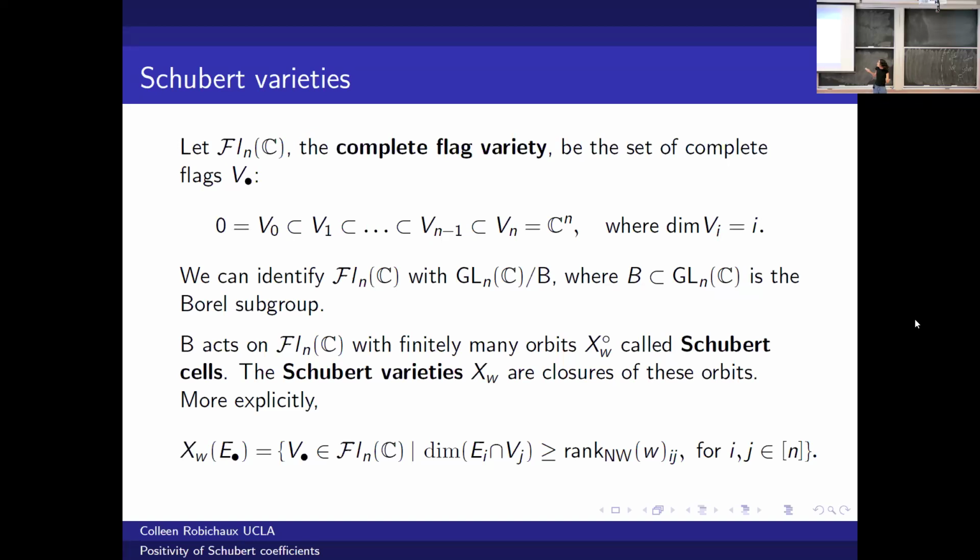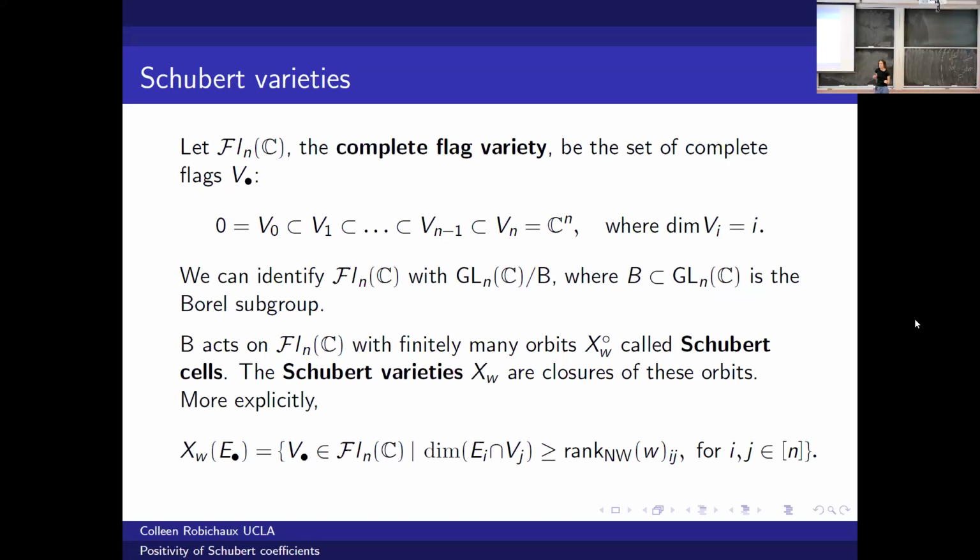We can identify the complete flag variety with this quotient of GL_n by the Borel subgroup, which is just the upper triangular matrices in GL_n. This Borel subgroup acts on our complete flag variety, and there are only finitely many orbits under this action, naturally indexed by permutations w. I'll call these orbits Schubert cells, and the Zariski closures of these Schubert cells are the Schubert varieties.